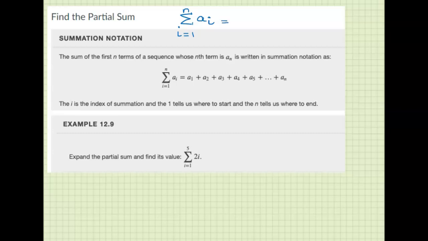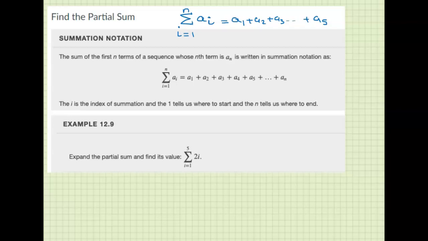So you're plugging in i is 1, i is 2, i is 3, i is 4, i is 5, all the way to that top number. So you're adding a_1 plus a_2 plus a_3 all the way to whatever your last number is. So if you see that sum, the big capital sigma of a sequence, it tells you find the first n terms of this sequence and then add them up.